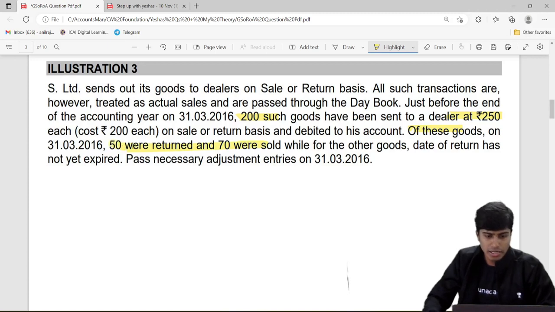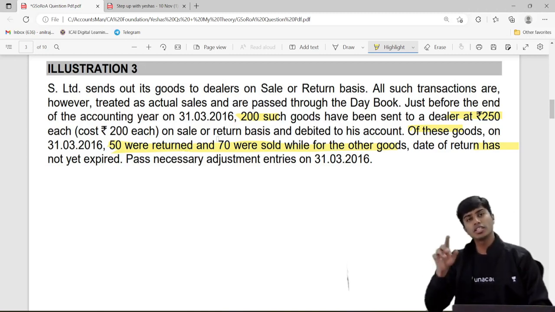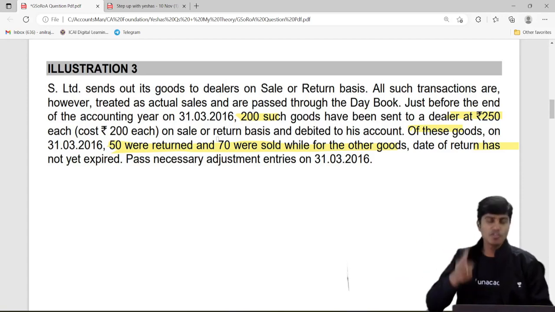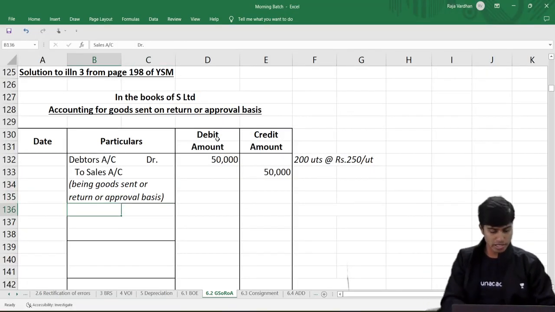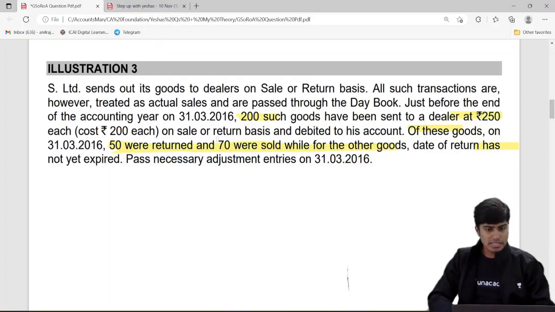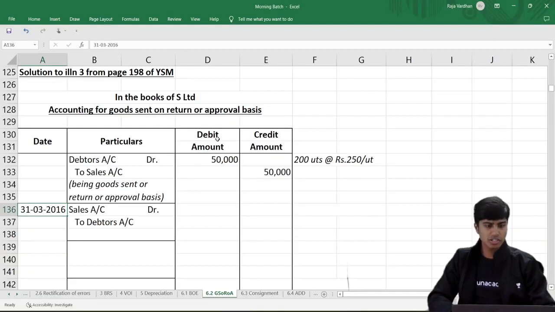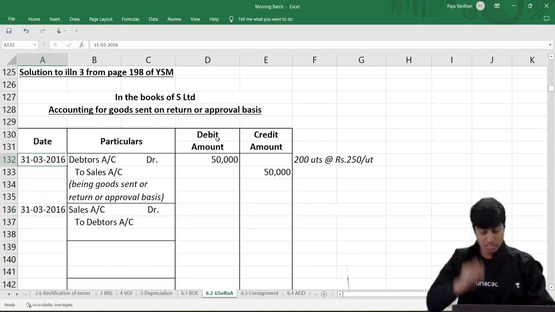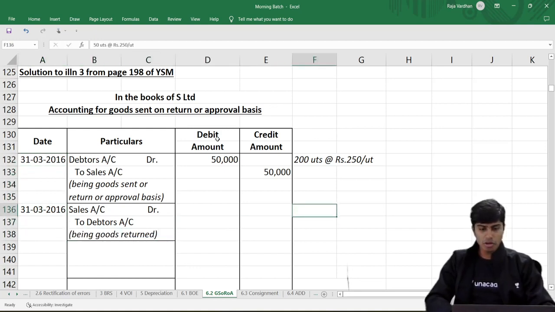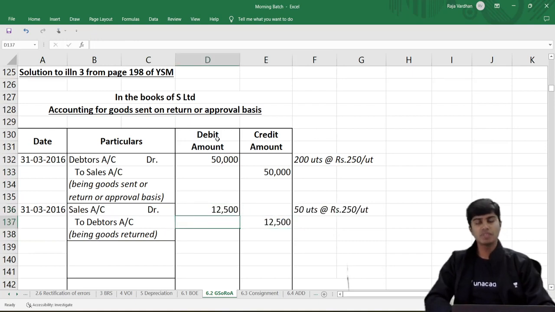50 are returned and 70 were sold, while for the other goods, the date of return has not yet expired. So 70 which are sold, for this we've already written the sales entry. We don't have to write a separate sale entry. For 50 which are returned, let us quickly reverse our sales entry. Sales to debtors. This is happening on 31st of March 2016. 50 boxes being returned, 50 units into 250 per unit. That would come to 12,500.